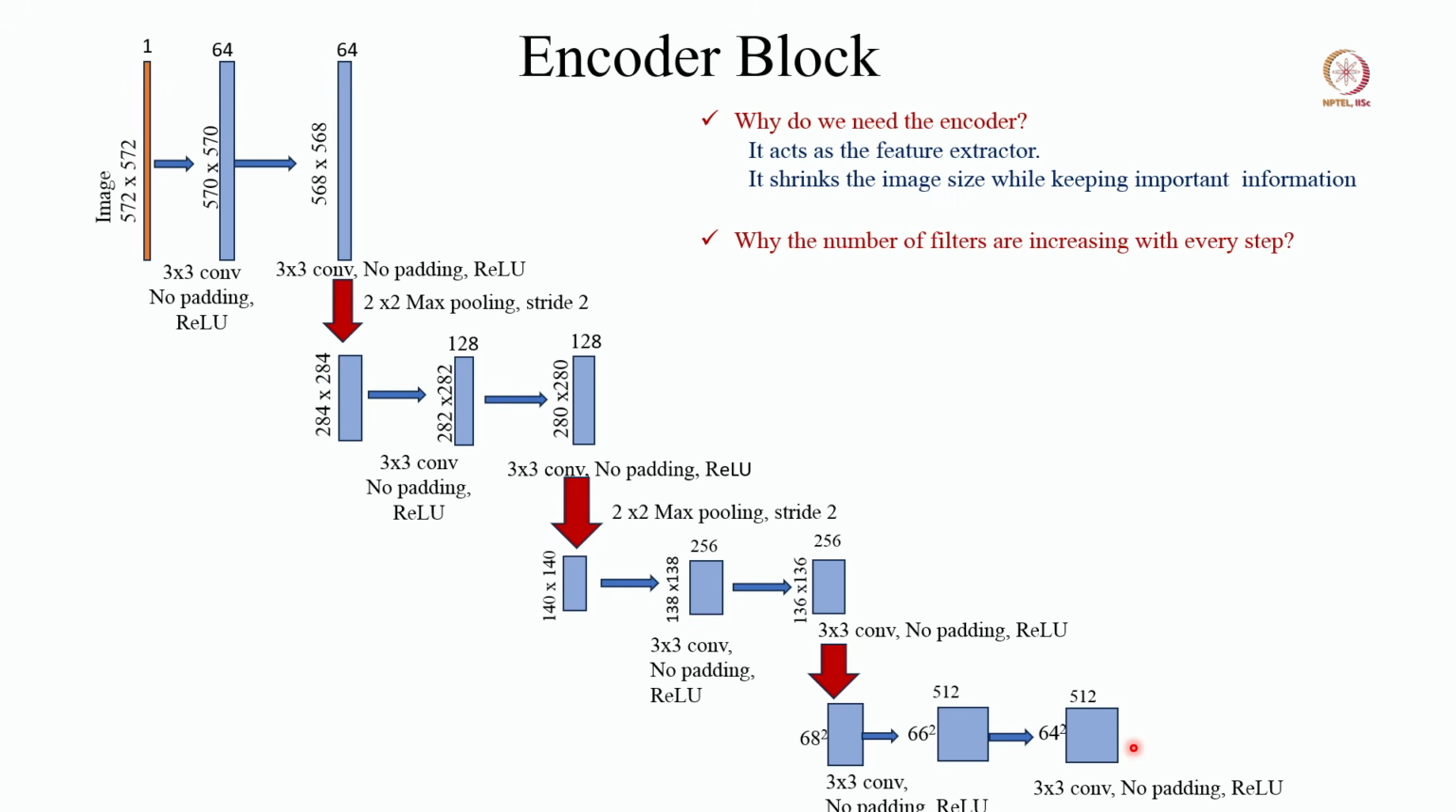And why is the number of filters increasing in every step? Because we know more channels allow the model to capture higher level patterns. So that is the reason the number of filters increases in every step.